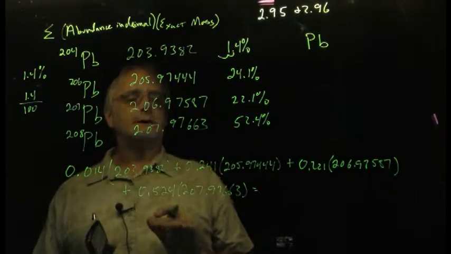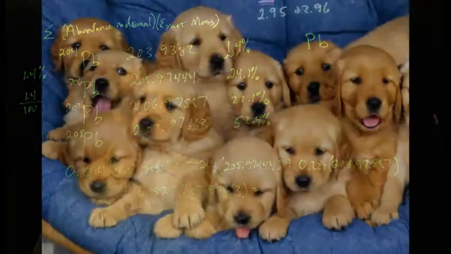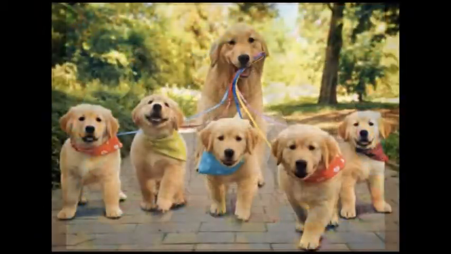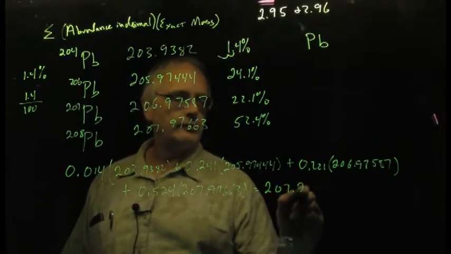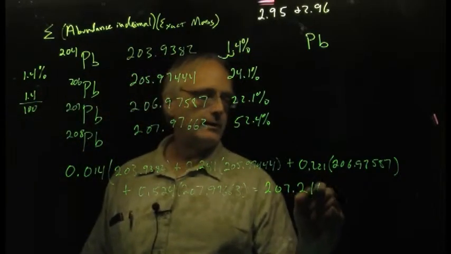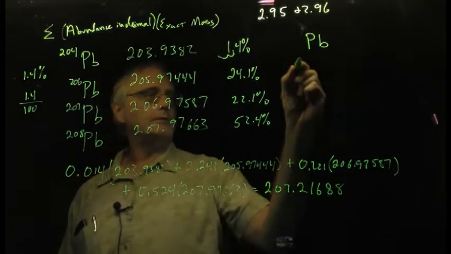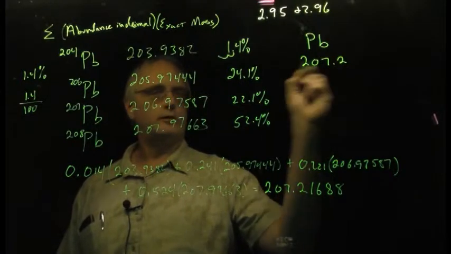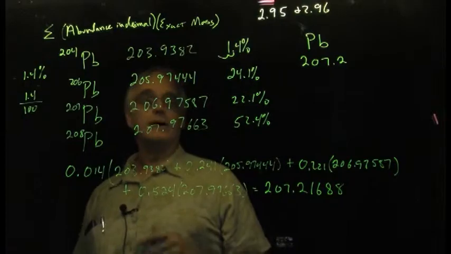Now, clearly, I have some quality time with my calculator coming up, and so in order to fill the time, why don't you look at these pictures of puppies while I get this calculated. I came out with 207.21688, which, if you look at the periodic table under lead, you should see 207.2. And there is the atomic weight of lead.